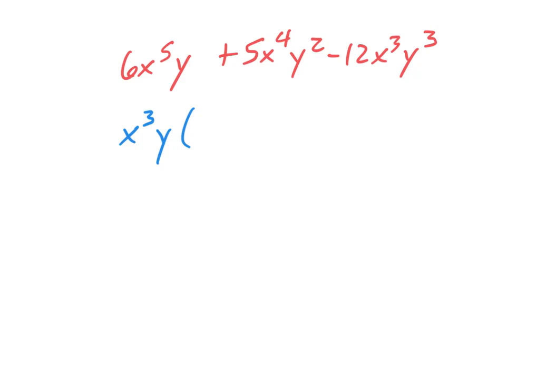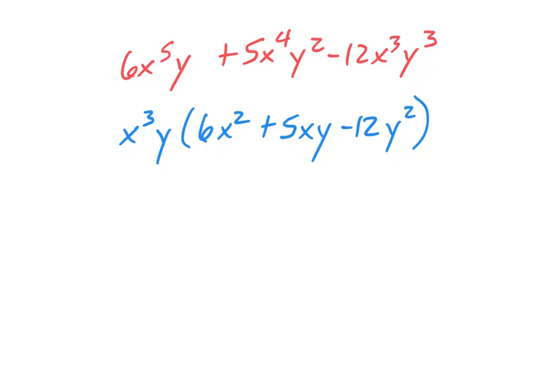Okay, so what I have left, remember we're dividing by x cubed y. So we're going to be left with 6. I had 5 x's, I take 3 away. I had a y and I took it away. So that's all we got left. 5 is going to stay 5. We had 4 x's, we take 3 away. We had 2 y's, we take 1 away. And finally, we have 3 x's, we took them all away. 3 y's, we take 1 of them away. And we get to there.